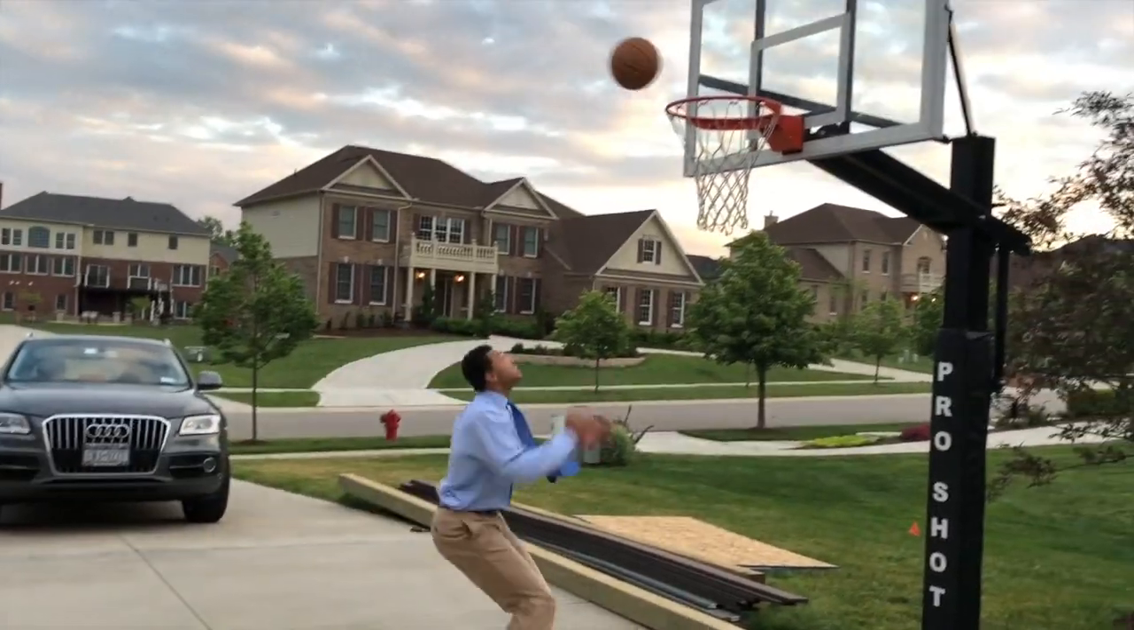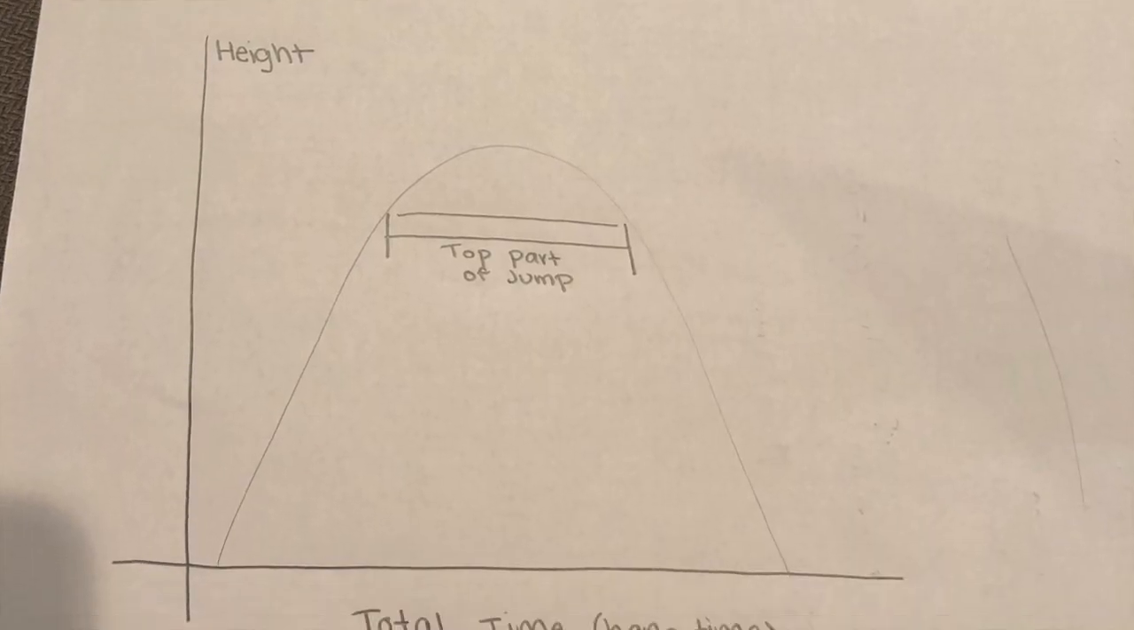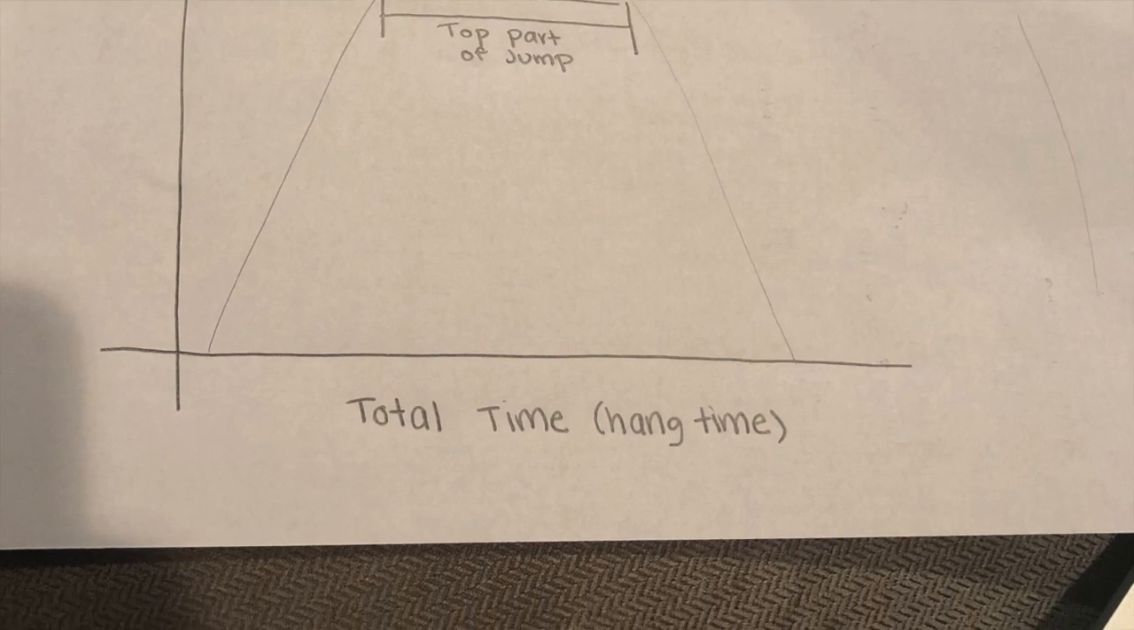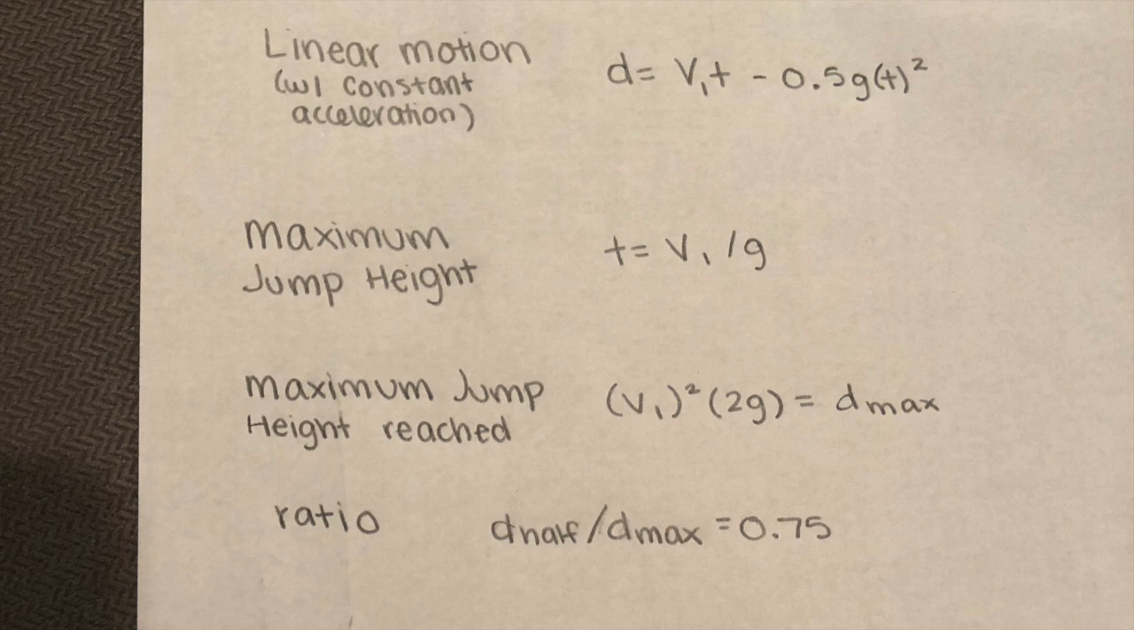In this video, you see me jump up and my hang time when I dunk the ball. In this image, you can see almost half the hang time is spent in the top of the arc. Using some mathematics, one can calculate the time spent in the top part of the jump. Using this formula, you can see the linear motion with constant acceleration.